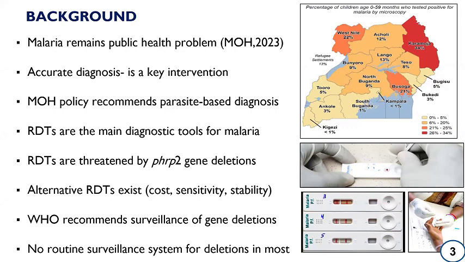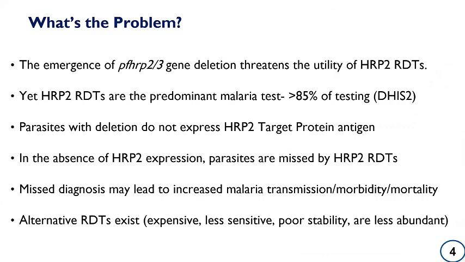But we know that these RDTs are now threatened by HRP2 gene deletions, and alternative RDTs exist. However, these are often slightly expensive, less sensitive, and their thermostability in the field is compromised. WHO recommends that surveillance systems be established to continuously monitor and track these gene deletions. However, most countries have not established routine surveillance systems to be able to detect deletions.